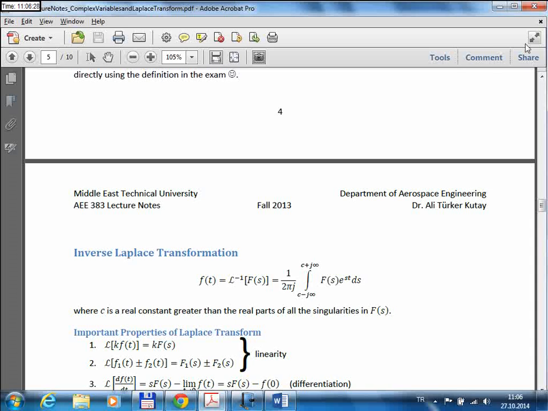Okay, and then there's this inverse Laplace transformation. I just give you the definition here. You're taking the function back to the original domain, the time domain. So this time you're taking the transform function, and from here you go back to the time domain. Again, you take an integral, and this is how you take the integral. When you're taking Laplace transformation, the integral is taken on the time axis, but this time the integration is done on the complex plane.